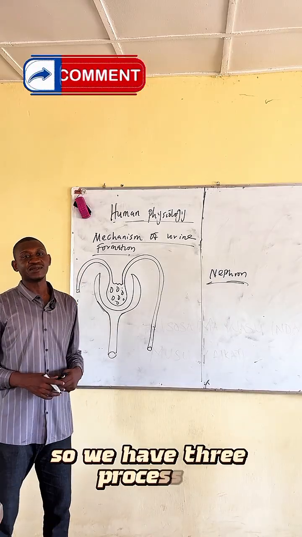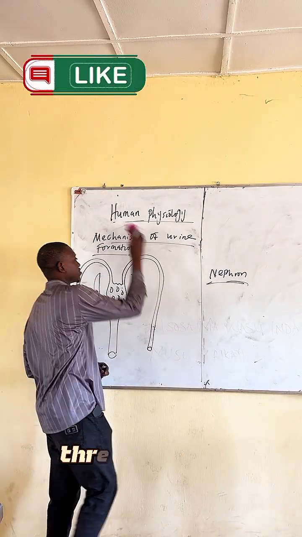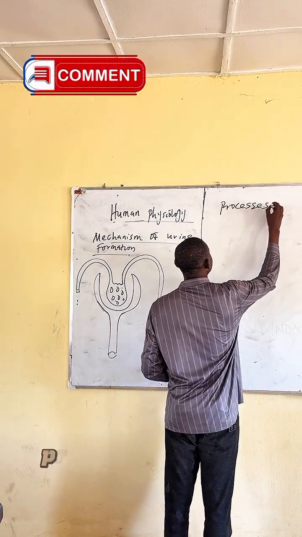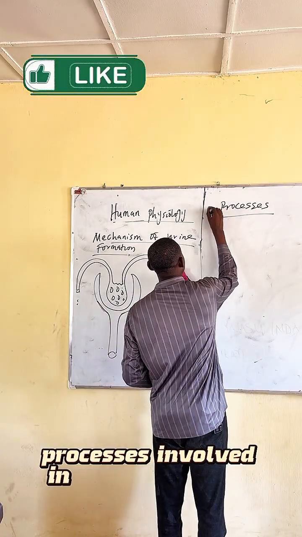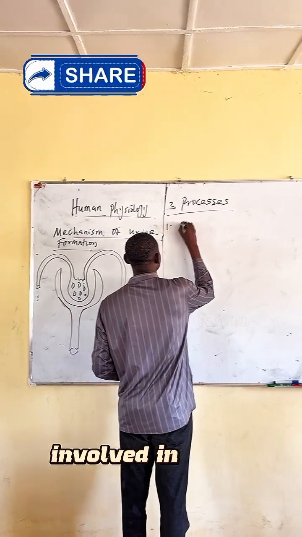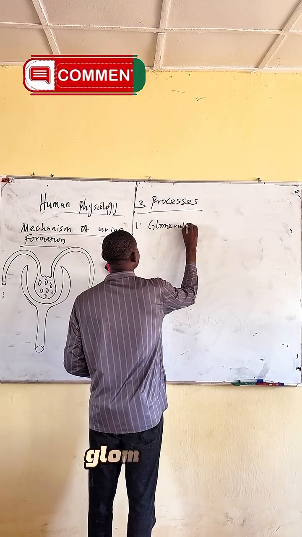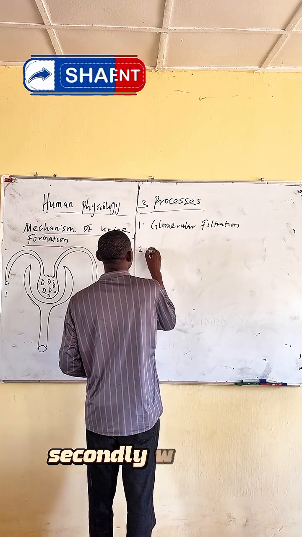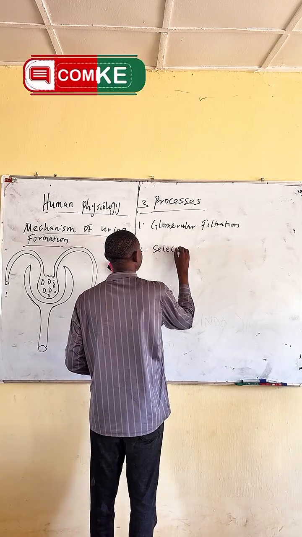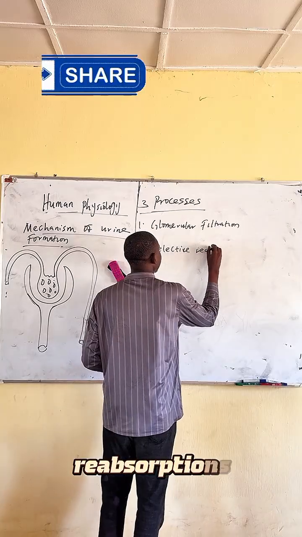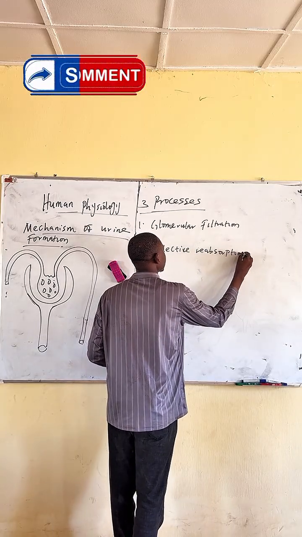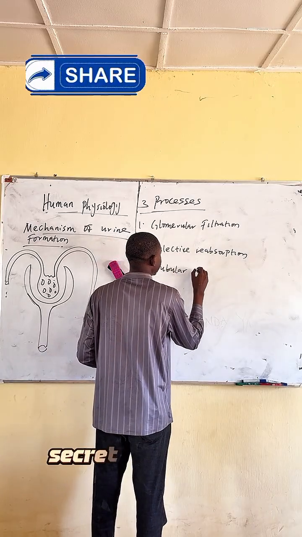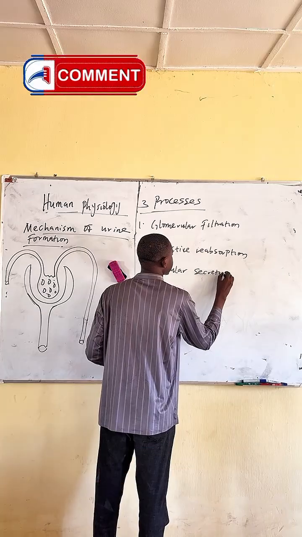So we have three processes involved in urine formation. The first process is called glomerular filtration. Secondly, we have selective reabsorption. Then lastly, we have tubular secretion.